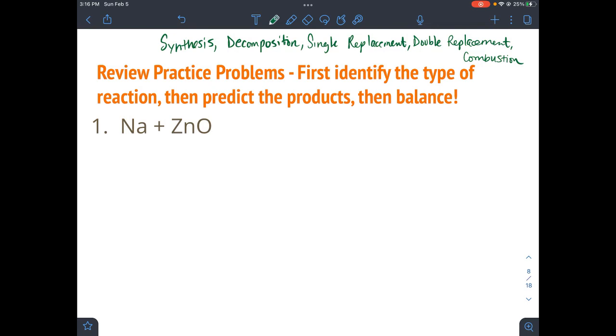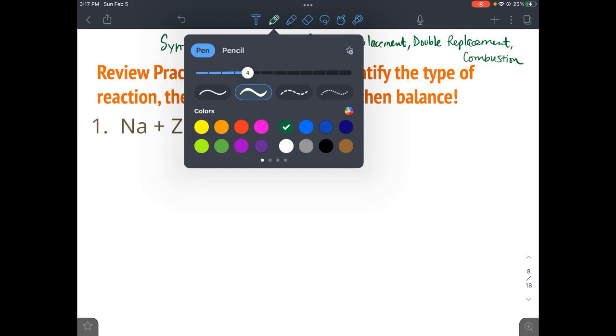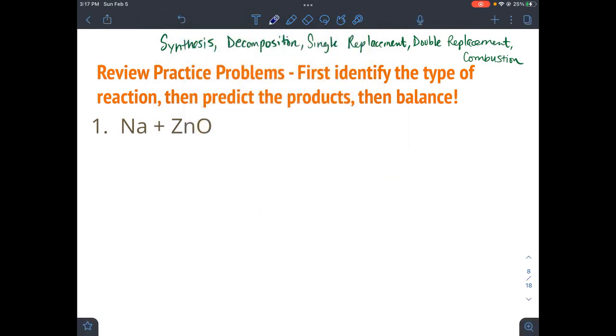So number 1 here, we have Na, sodium, plus zinc oxide. I'm going to do a little thinking here. I know that Na is an element, and I know that ZnO is a compound. So this is making me think single replacement as a possibility. Now, Na is specifically a metal element, so I'm going to look in my compound for the metal that sodium would try to replace. That's going to be zinc.